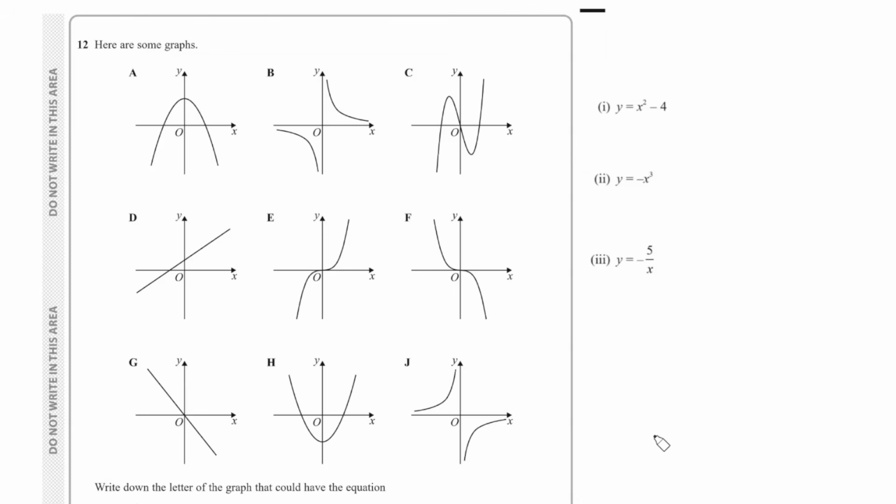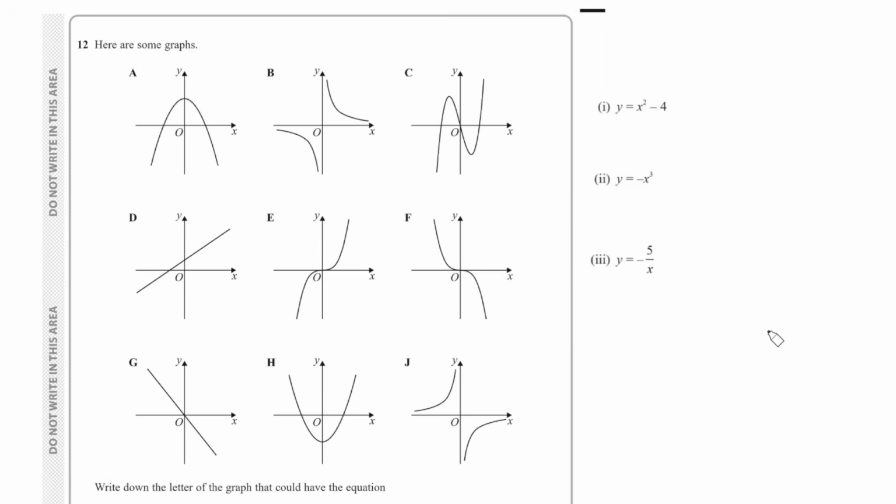Question 12. Here are some graphs. You can see we've got 9. Write down the letter of the graph that could have the equation, and I've just copied them over here so you can see. The first one is y is equal to x squared minus 4.